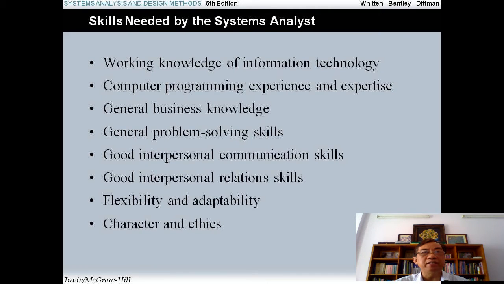Now I go to skills and techniques of the system analyst. Working knowledge of information technology. The system analyst must have computer programming experience and expertise, general business knowledge, general problem-solving skills, good interpersonal communication skills, good interpersonal relations skills, flexibility and adaptability, and character and ethics.